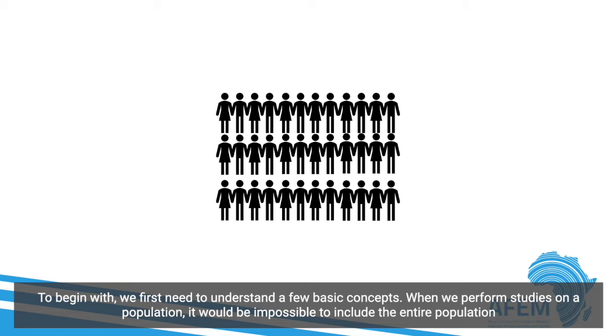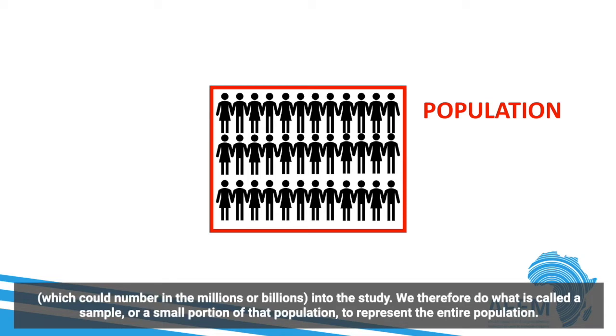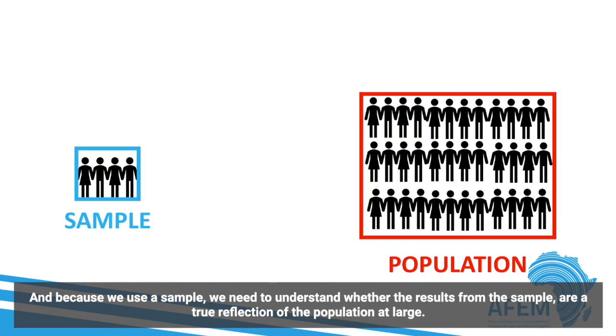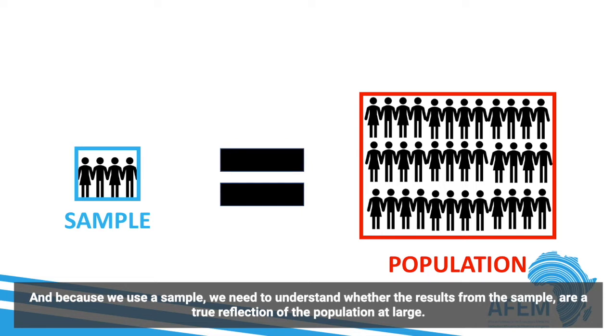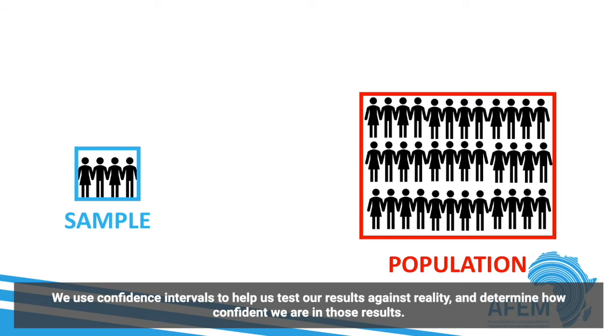When we perform studies on a population, it would be impossible to include the entire population, which could number in the millions or billions, into the study. We therefore use what is called a sample, or a small portion of that population, to represent the entire population. And because we use a sample, we need to understand whether the results from the sample are a true reflection of the population at large. We use confidence intervals to help us test our results against reality and determine how confident we are in those results.